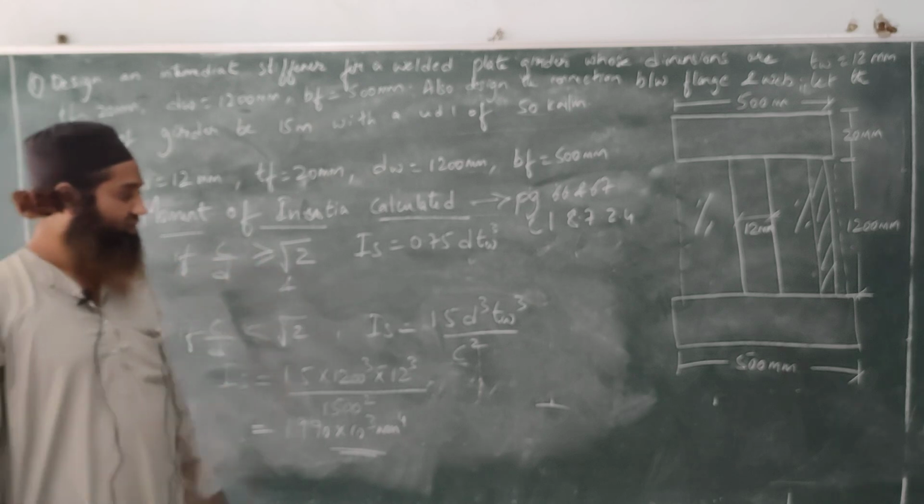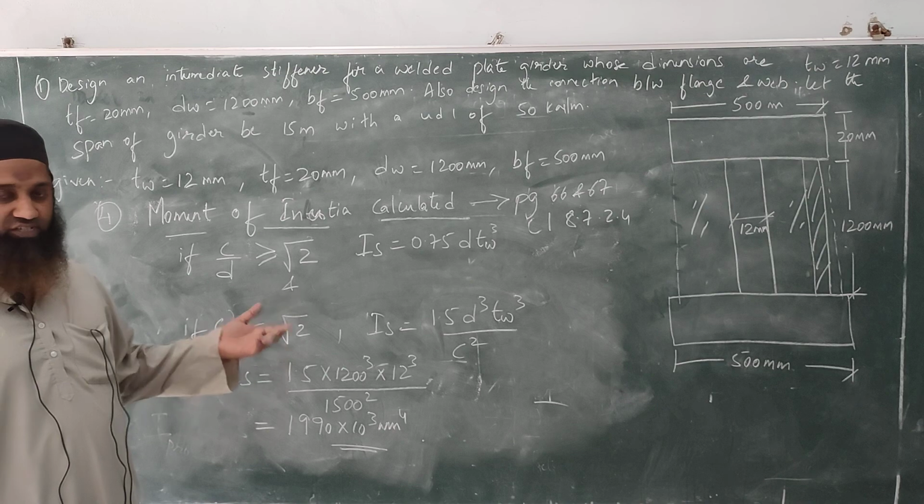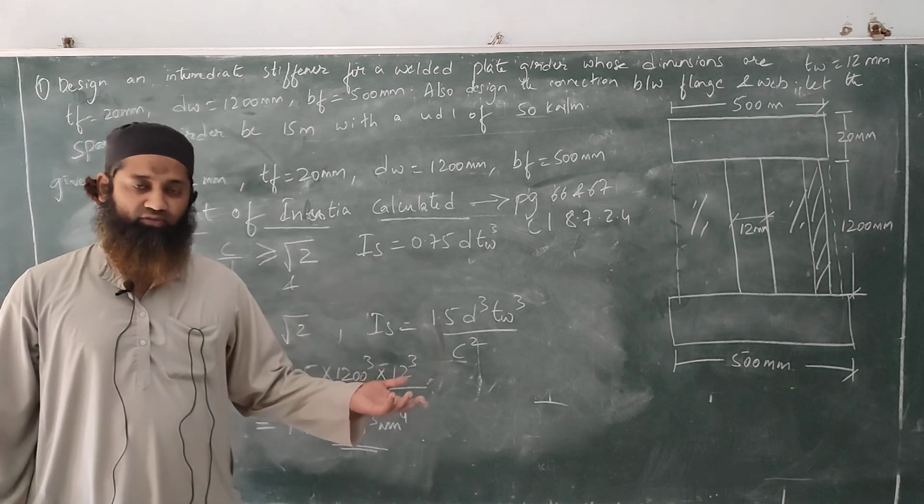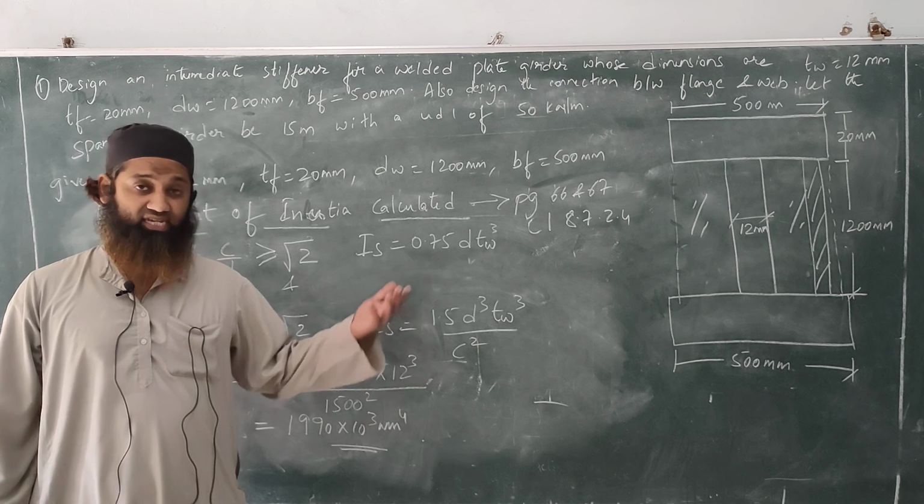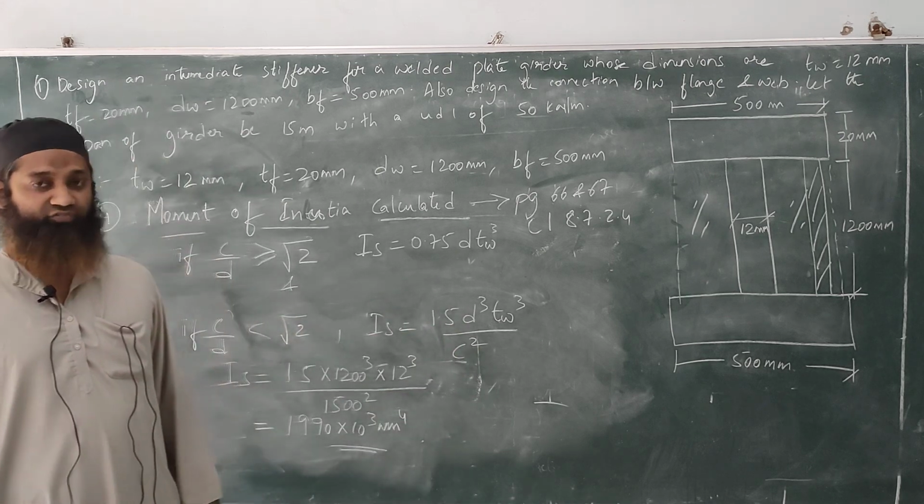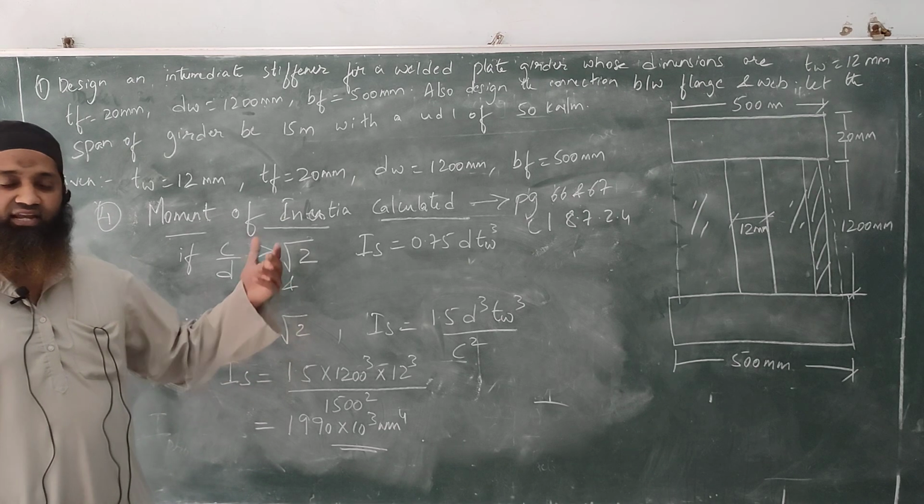Hope this is clear till here. Step 1 was the spacing of the stiffener, that is we'll have to increase it more than the depth of the web, and it shouldn't be so great that it exceeds 3 times D. So we had taken it as 1500 as the depth of the web was only 1200 and it was not exceeding 3 times D also.